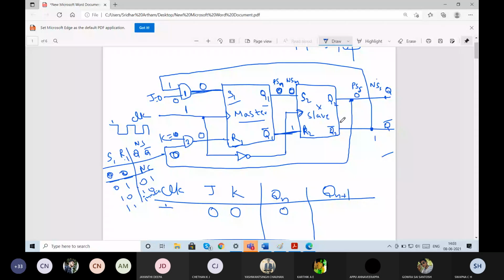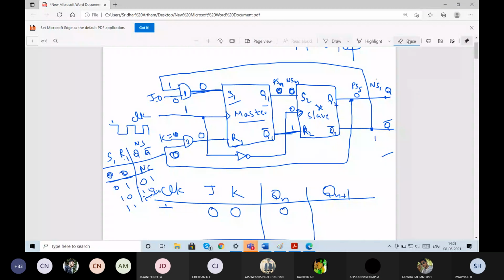Fine. What about the slave? Will it act on these values, S2 equal to 0 and R2 equal to 0? No, right? It will maintain its state. It will not change its state, right? Because its clock is 0 now, presently. Are you understanding? Yes, ma'am.